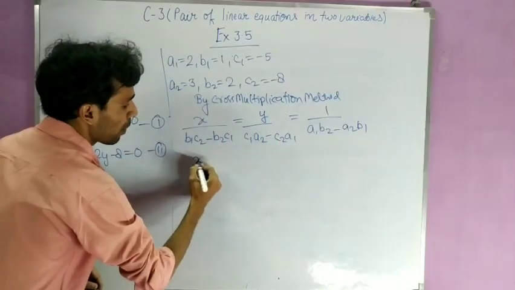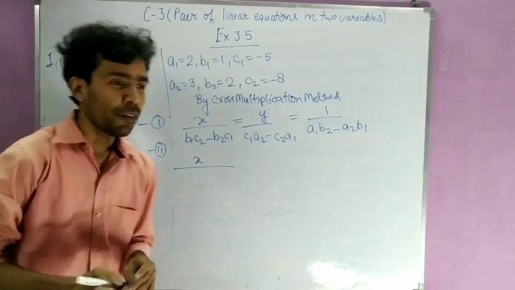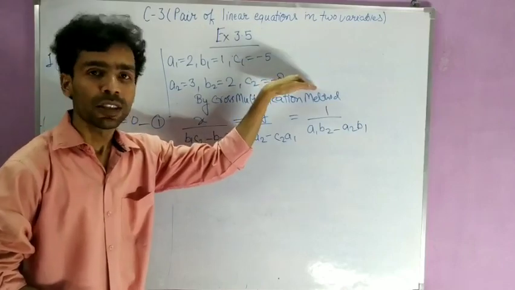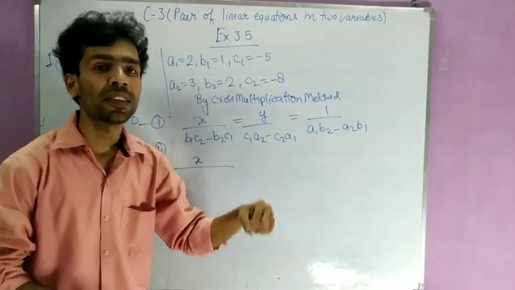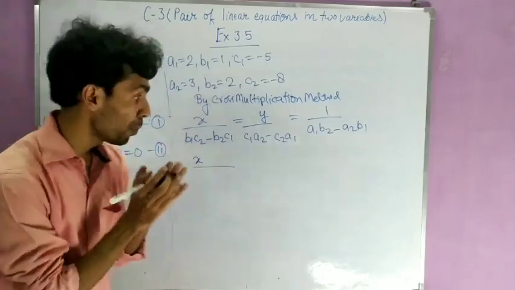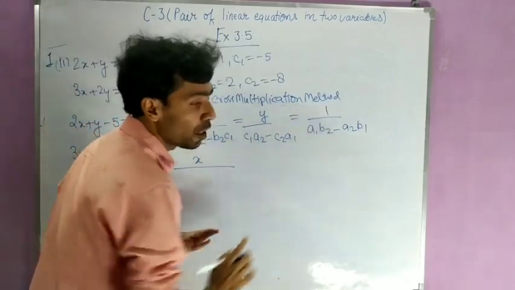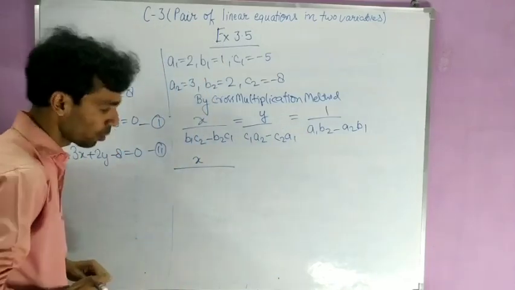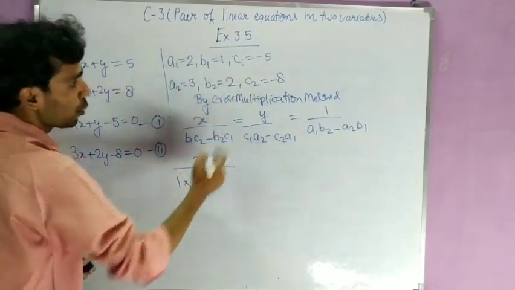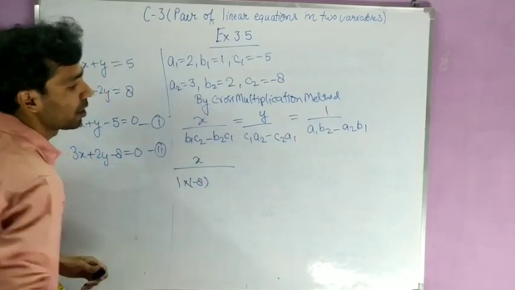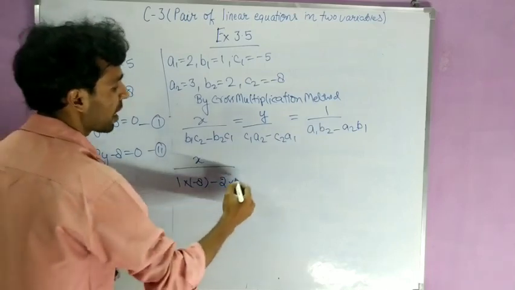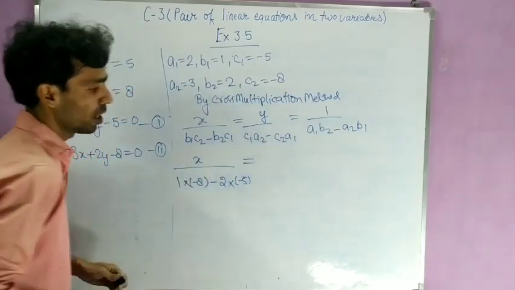So x upon, see, what students face in the problem of the cross multiplication method is that they can get this value, they can memorize the formula also, but they make mistakes while putting the values of a1, a2, b1, b2 and c1, c2. So please be cautious to put all the values. So see, I am putting the value of b1 is 1 into the value of c2 is minus 8. So minus 8 I have written in bracket. Now minus the value of b2 is 2 and the value of c1 is minus 5 equal to, it is done.